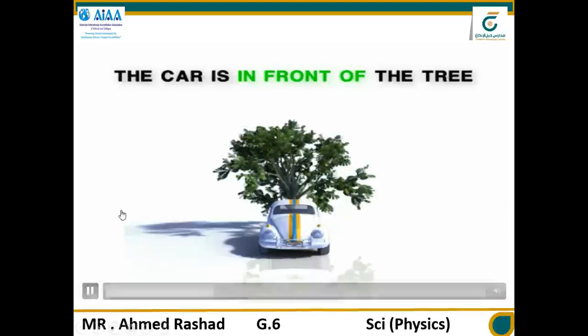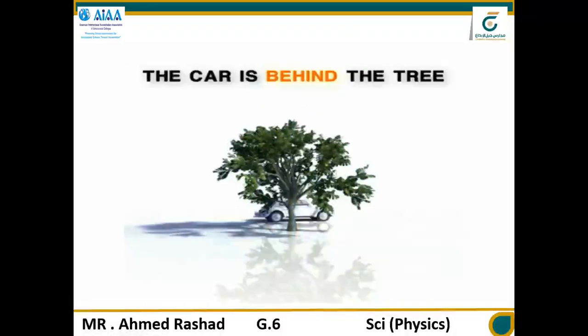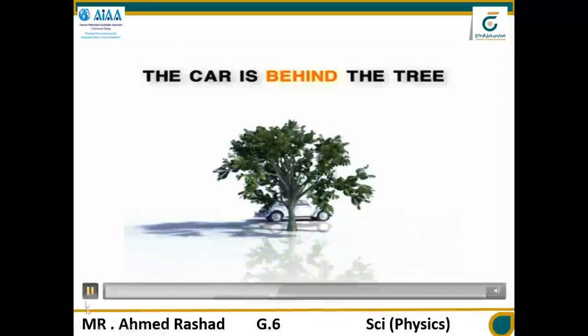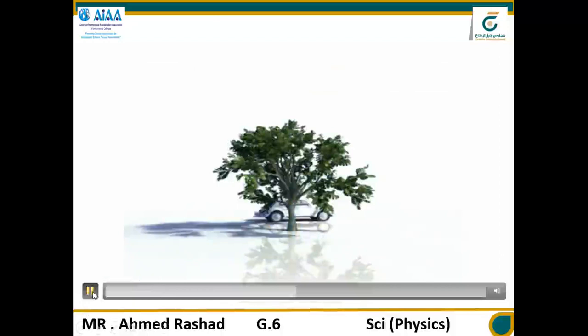The car. A plus sign or minus sign can be used to express the position of an object relative to the reference point. Here we use a plus sign to show that the car is in front of the tree. Now, the car is behind the tree. The tree is still our reference point, but now the reference direction is behind. We use a negative sign to show that the car is behind the tree. Let's move the car to the right of the.